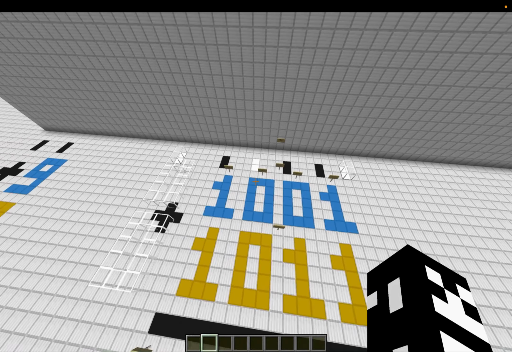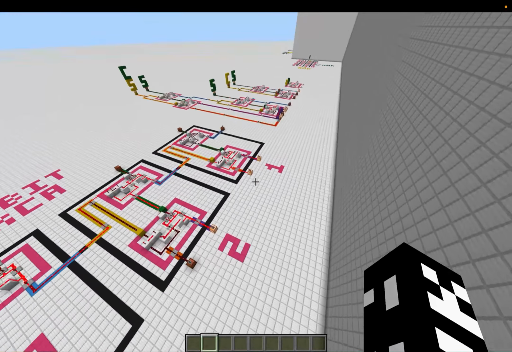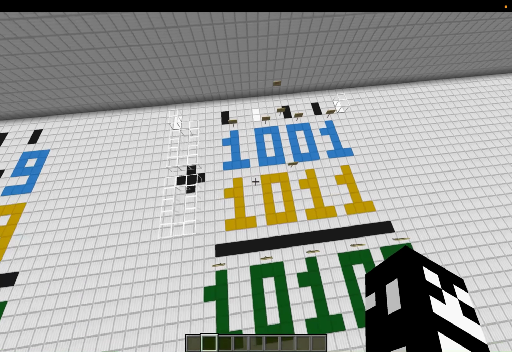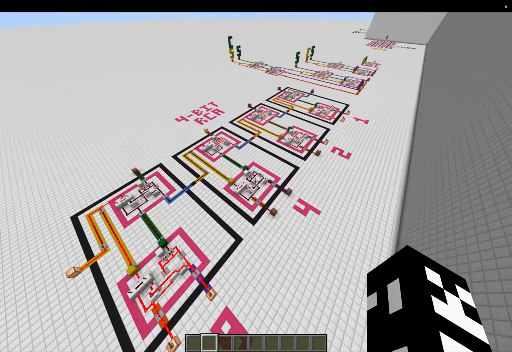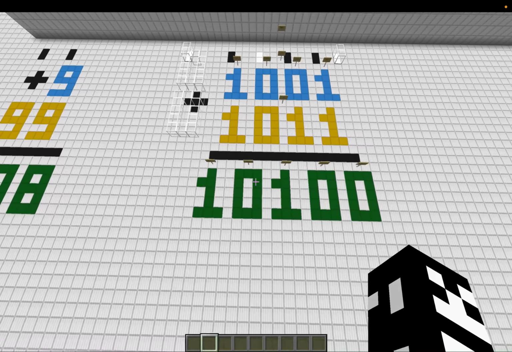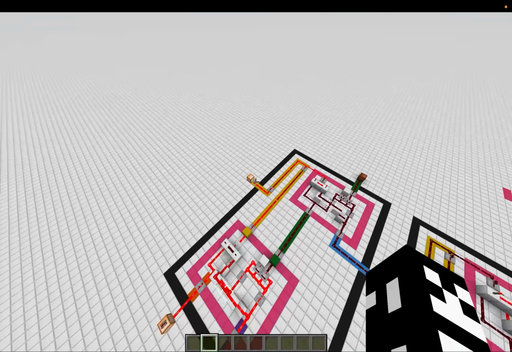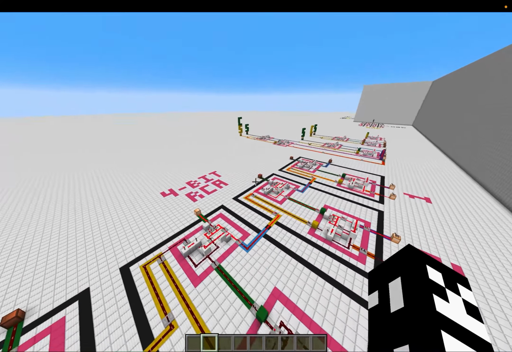We had 1, 0, 0, 1. This is 1. This is 0, 0, 1. Then we have 1, 0, 1, 1, 1, 0, 1, 1. And the result was 1, 0, 1, 0, 0, 1, 0, 1, 0, 0.